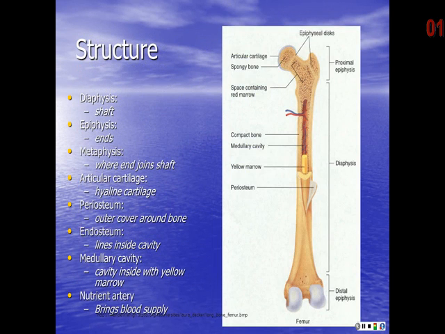The outside of the bone is covered with a tough membrane called the periosteum. In the center we have a hollow medullary cavity which contains the yellow fatty marrow, and inside is lined with a membrane called the endosteum. We can also see that there are blood vessels here called a nutrient artery that's going to bring a blood supply to the bone.